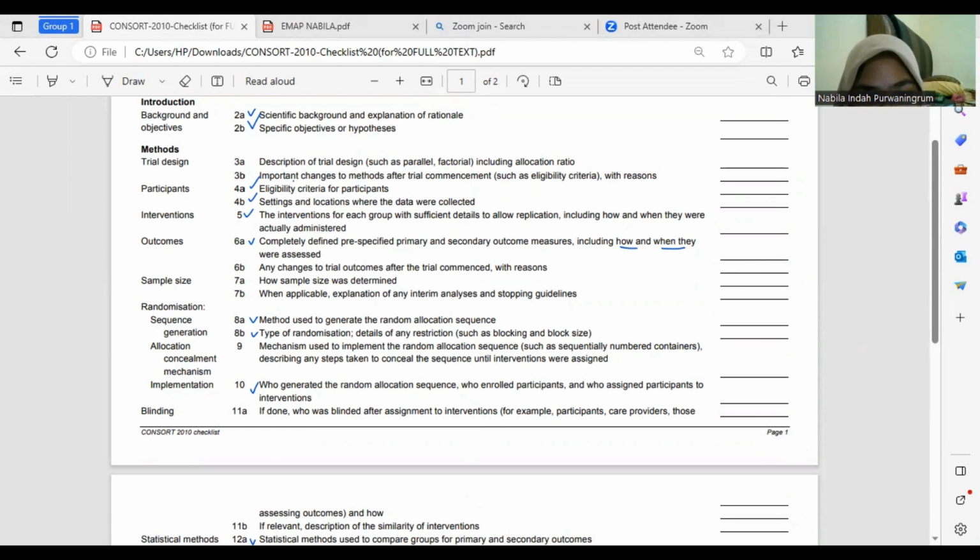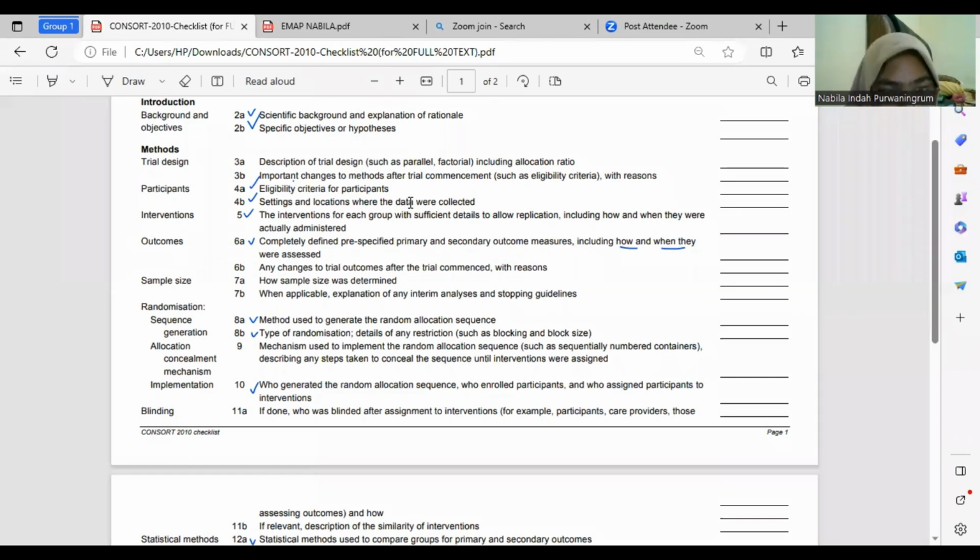There may be deviation from the original protocol, as it is impossible to predict every possible change in circumstance during the course of a trial, of course. But unfortunately, in this article, we don't find any changes to the protocol, so we don't mark it as checked. And then we move to participants.